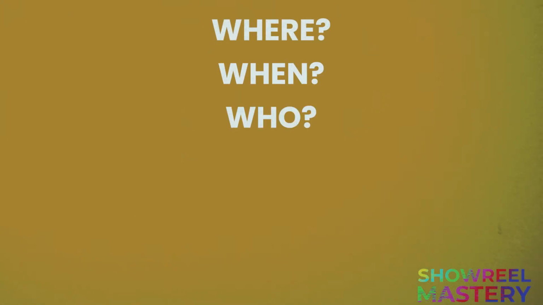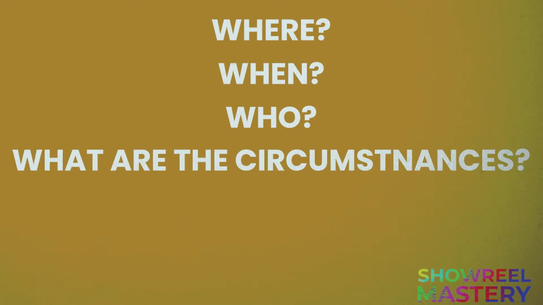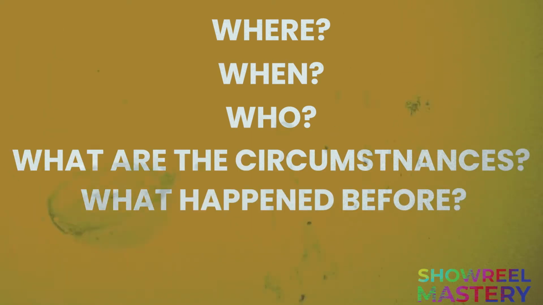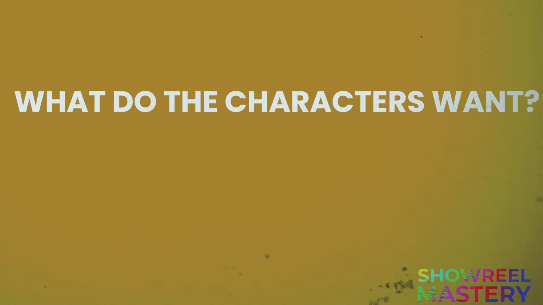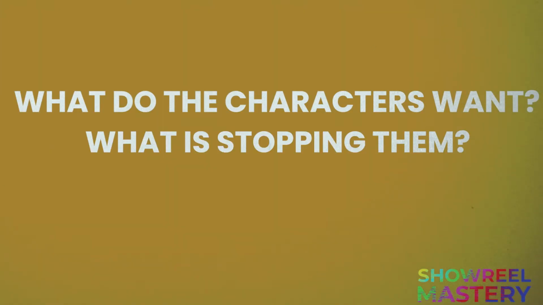I would start off by addressing a list of specific questions. Where is this? When is this? Who are the characters? What are the given circumstances of the characters? What has happened right before the scene? What do the characters want within the scene? What is stopping the characters from getting what they want in the scene?